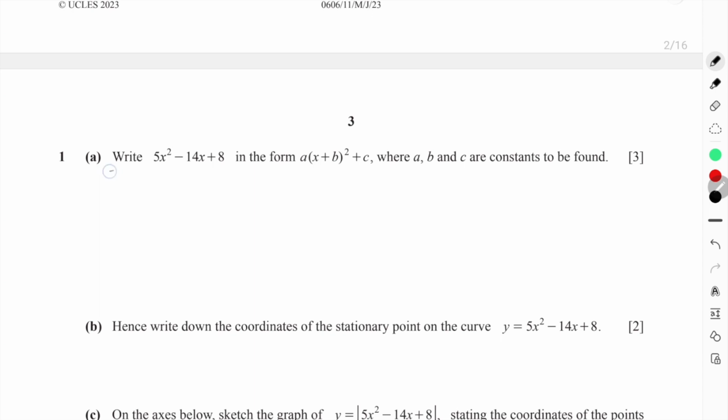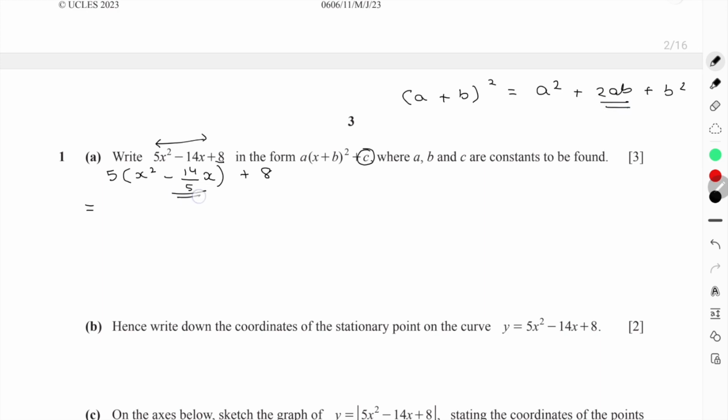So first, let's take 5 common. And then we'll only take 5 common in these two terms because this is anyway a constant, which will be a part of C. So this is going to be minus 14 by 5x, and let's leave 8 alone. And now you know that (a plus b) whole squared is basically a squared plus 2ab plus b squared. So we know that 2ab is essentially this.